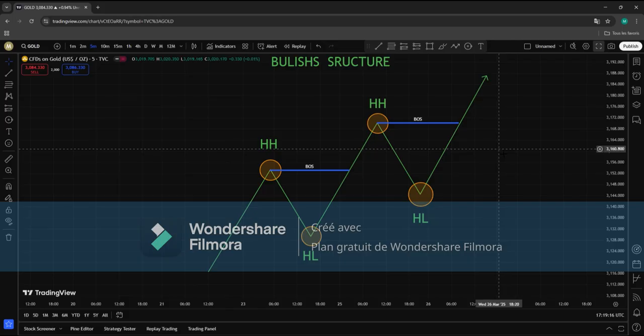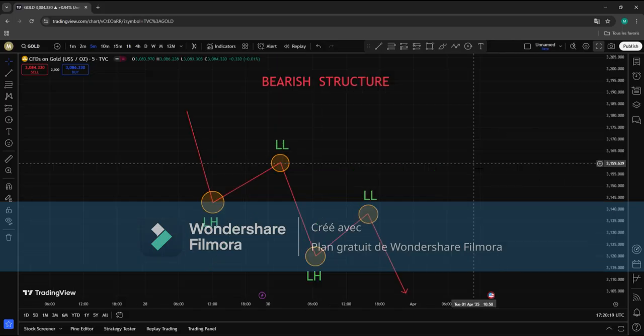Next, let's go to the bearish structure. In a bearish structure, what do we have? We have a market in a downtrend, like this. What points do we have? We have the lower high and the lower low. And what we see is the lower high goes lower to the next lower high, and the lower low goes lower to the next lower low.